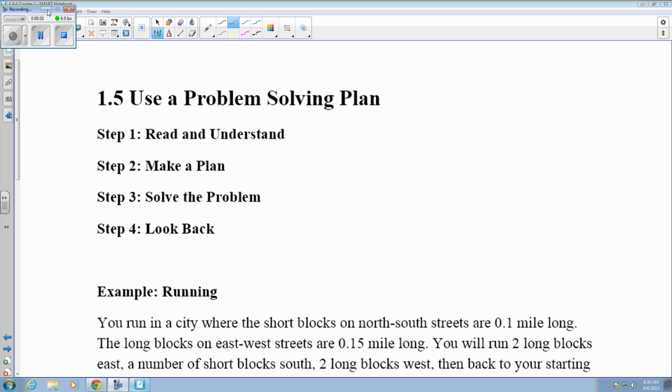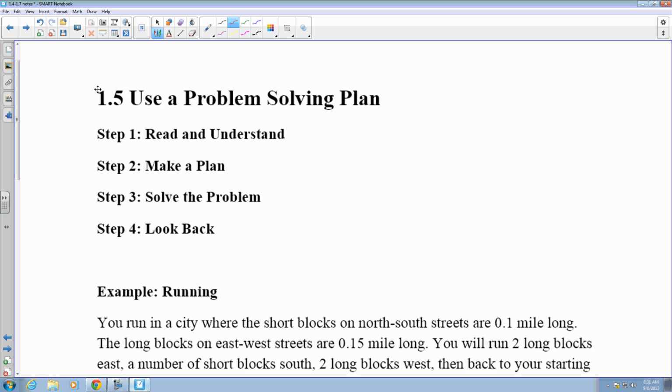All right, we are doing section 1.5, which is using a problem-solving plan. Now, there's a few steps that you can use to help you solve problems that are word problems. I know those are really hard for a lot of people to work through, but here are some steps that can kind of help you pick them apart to solve them.